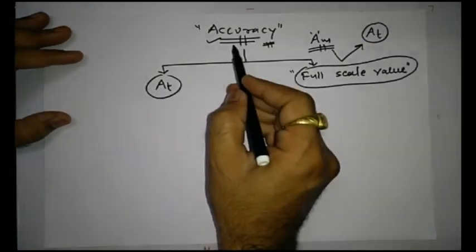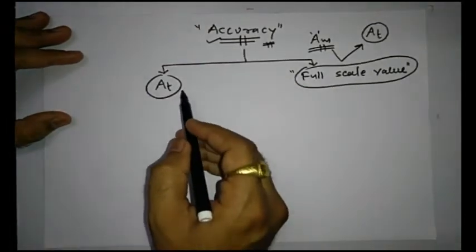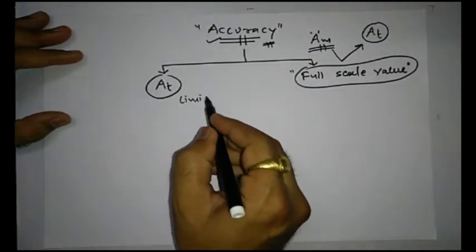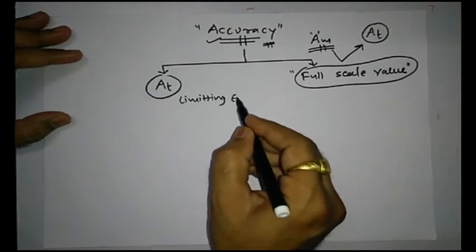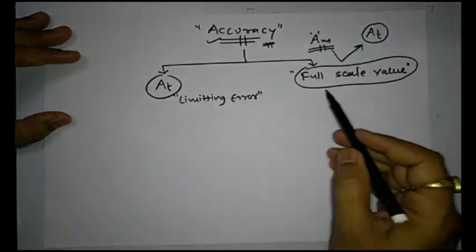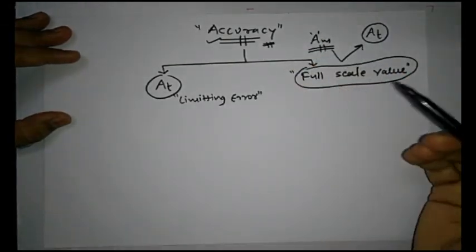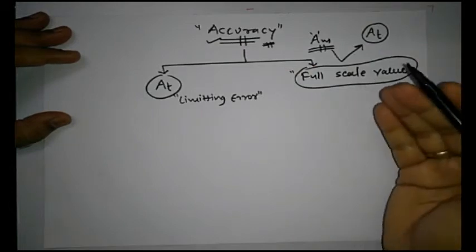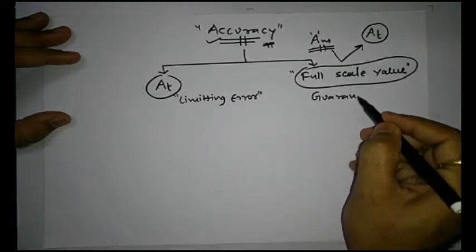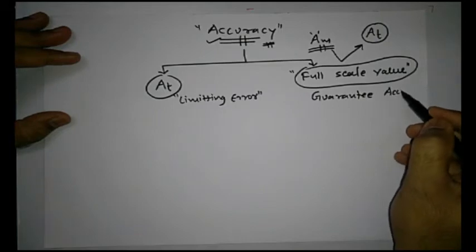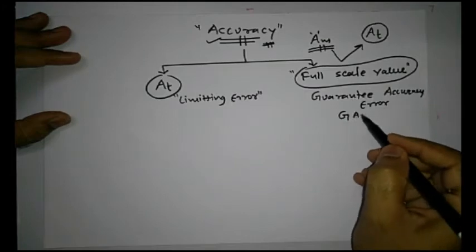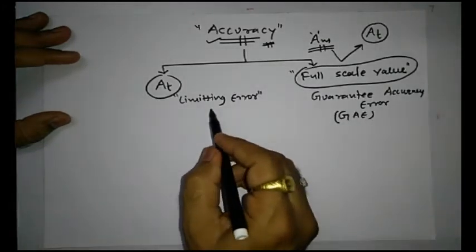So if the accuracy of instrument is defined with respect to the true value of measuring quantity, then it is also known as limiting error. Whereas if the accuracy of instrument is defined in terms of the full scale value, or you can say full scale deflection of a given instrument, then that accuracy is called guarantee accuracy error, or short form is GAE, and here the short form of limiting error is LE.